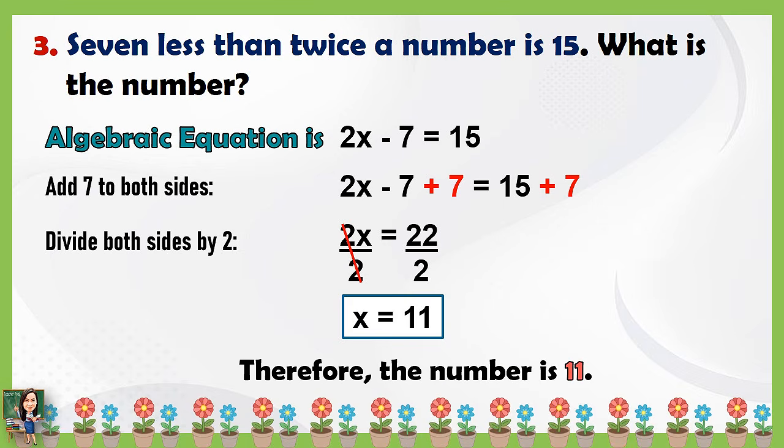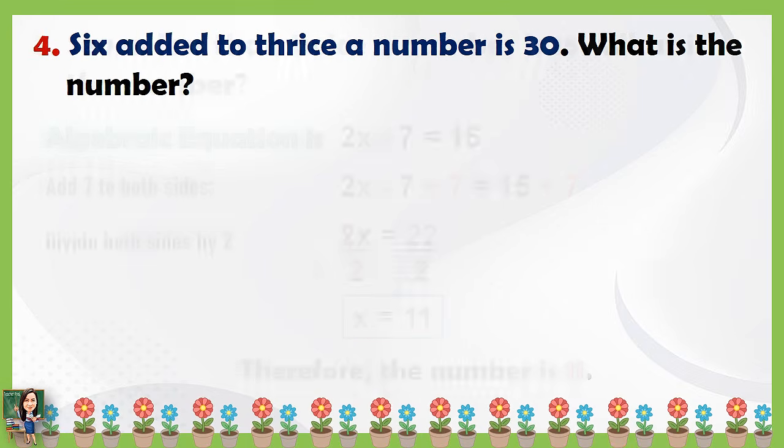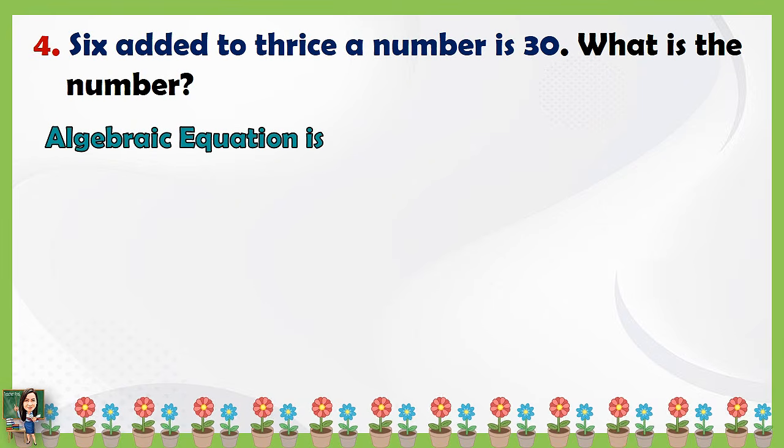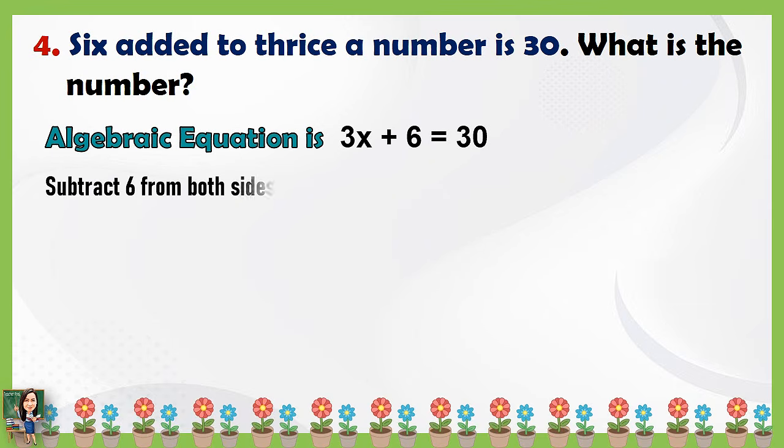Therefore, the number is 11. Number 4. 6 added to thrice a number is 30. What is the number? The algebraic equation is 3x plus 6 equals 30. Subtract 6 from both sides.